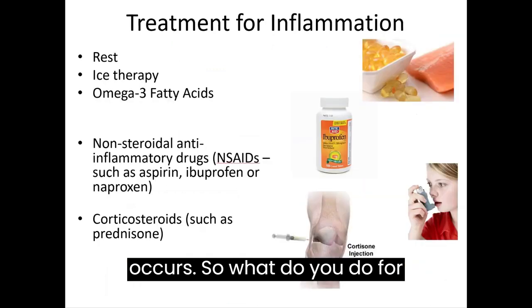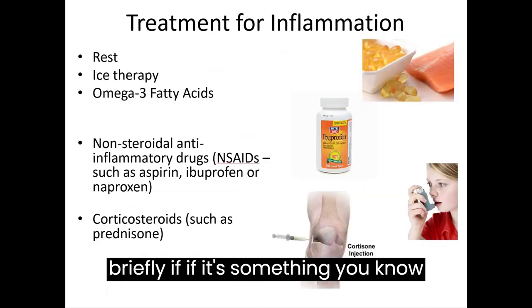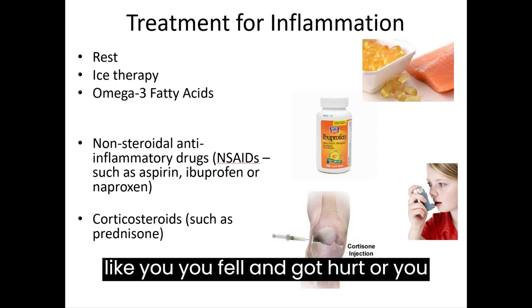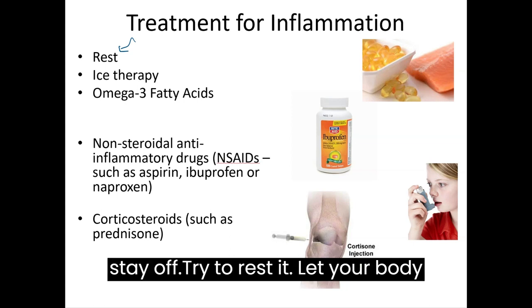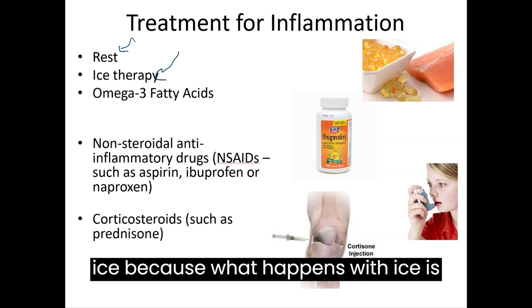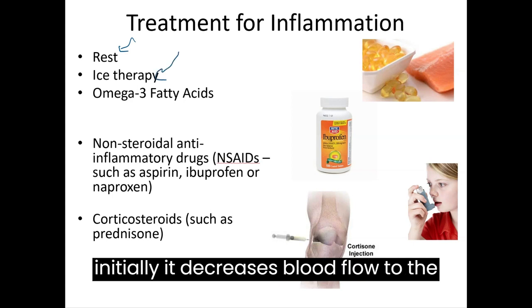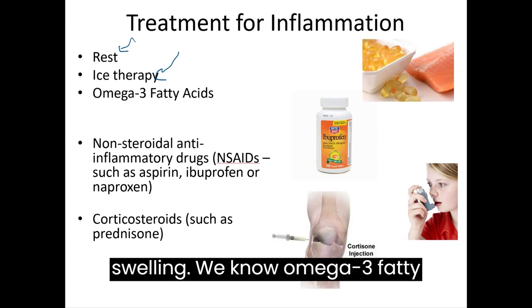So what do you do for inflammation? Well, we touched on this briefly. If it's something, like you fell and got hurt, or you twisted your ankle, you rest, right? First thing is just give it a break. Stay off it, try to rest it, let your body do its thing and heal. We know that we ice because what happens with ice is initially it decreases blood flow to the area, so it's going to decrease the swelling.